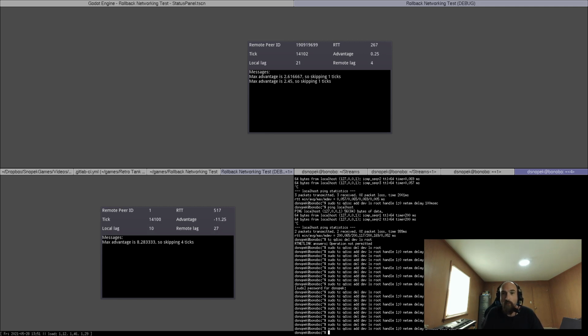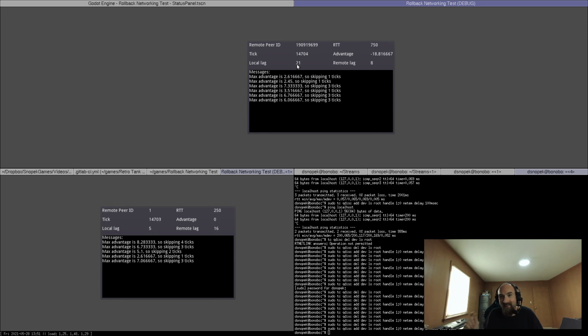And this just goes crazy. Look at these numbers. The local lag and remote lag will spike up to like 20, 30, 40, which is just nuts. So just a little bit of packet loss, 2.5% packet loss, and you have to start predicting a ton of frames. We also see the advantage numbers going way up.